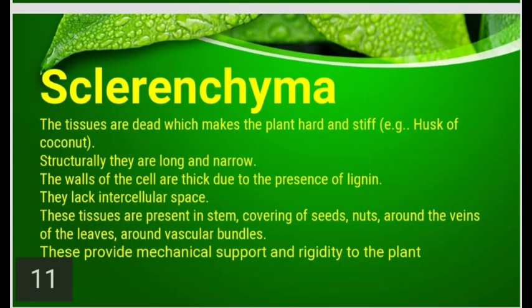Sclerenchyma. The tissues are dead, which makes the plant hard and stiff. Example: husk of coconut. Structurally, they are long and narrow. The walls of the cells are thick due to the presence of lignin.